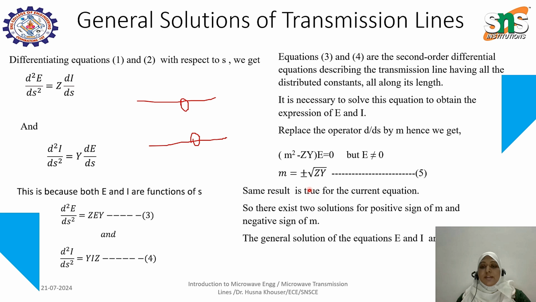Similarly, we get the condition for the current equation, where m is again plus or minus root of zy. For the y condition of the current equation, we get m as plus or minus root of the Iz condition. Here we get two solutions, and we consider E and I to be the positive solution.